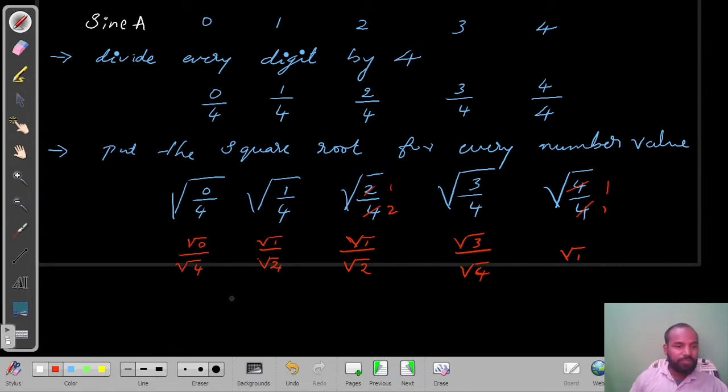Now the root 0 is 0. Now root 4 is 2. Next root 1 is 1. Root 4 is 2. Root 1 is 1. Root 2 is root 2. Next root 3 is root 3. Root 4 is 2. Next root 1 is 1. So are you observing what I am doing here?